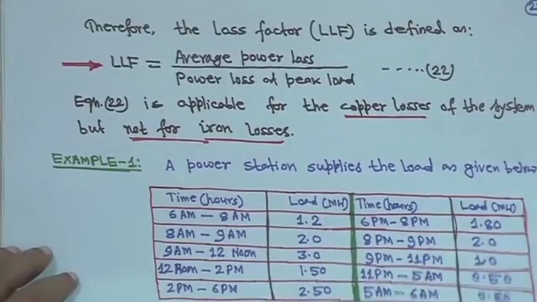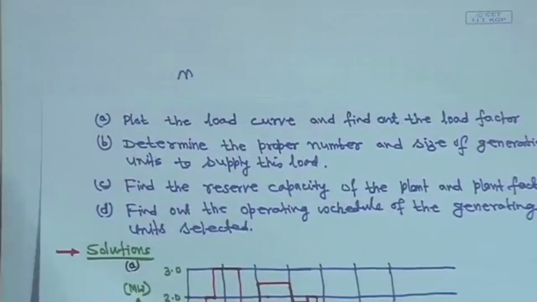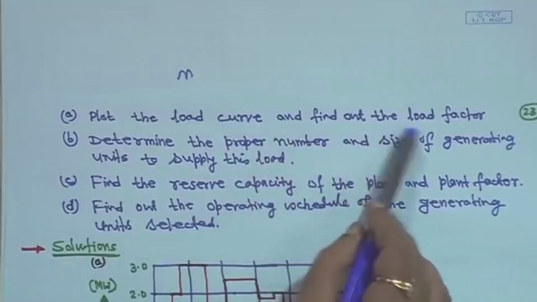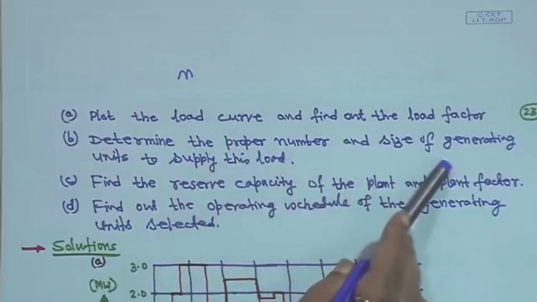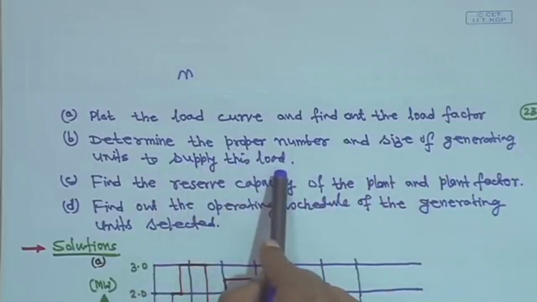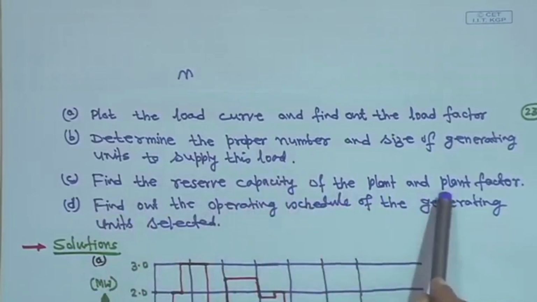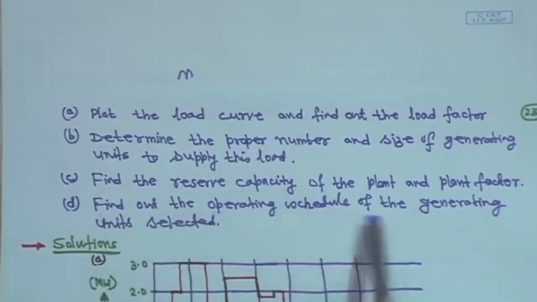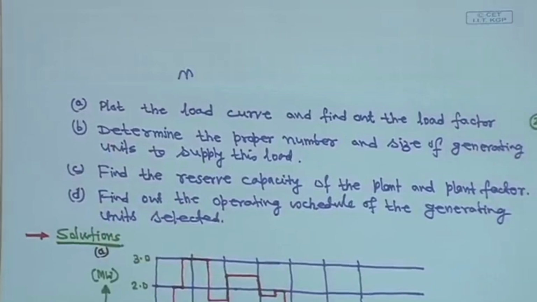What you have to do is, first, plot the load curve and find out the load factor. Next, determine the proper number and size of generating units to supply this load. Third, find the reserve capacity of the plant and the plant factor, and fourth, find out the operating schedule of the generating units selected. So, these four things you have to determine based on the given data.